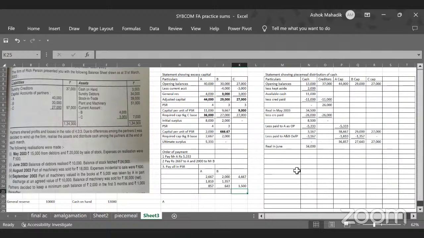So we'll pay this first out of June realization less. I'll copy the above. Pay to A and B as per order of payment. How much was pending? 1,500. Okay. Out of 1,500, 857 will be given to A and 643 to Mr. B. Nothing to see right now. Okay. So let us see what is the balance left.